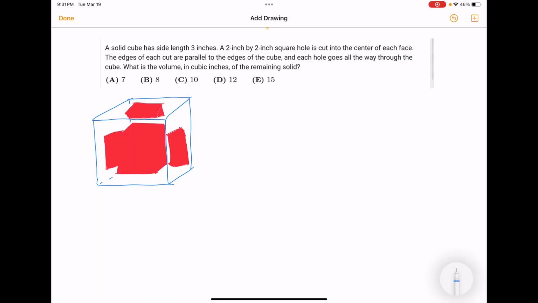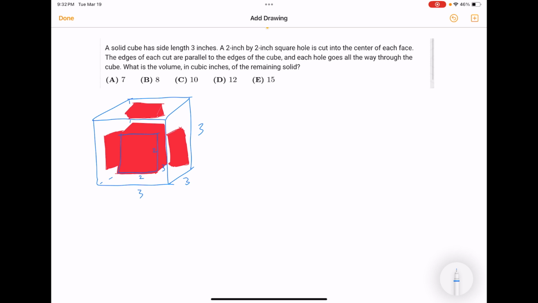Okay, so I drew out the cube and it's not the best, but you kind of get the idea. I'm just going to outline this. This would be one of the square holes going through the first face of the cube. It says that the solid cube has a side length of 3 inches. It also tells us that this square hole is 2 by 2, and then the length is still 3 because the hole goes all the way through the cube, and the cube has a width of 3, so the square hole would have a length of 3.